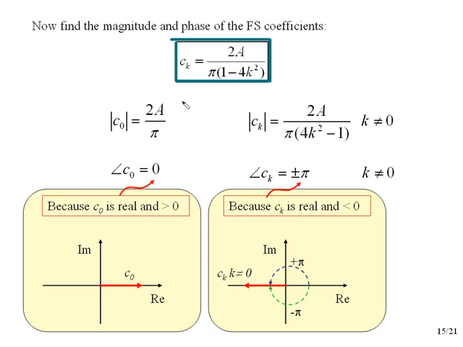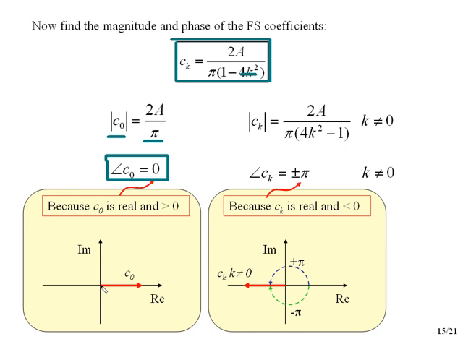For k equal to 0, this term goes away, and we're left with just 2a over pi. A was strictly positive. We knew that because that was the amplitude of the sine wave, so we don't need to take any magnitude. The magnitude of c sub 0 is just 2a over pi. It's a positive number, and c sub 0 without the magnitude is also just 2a over pi.